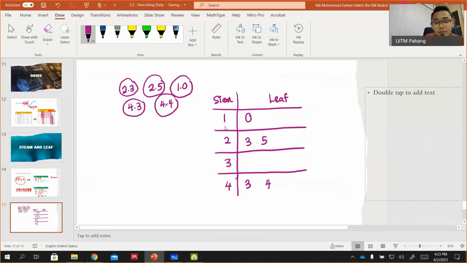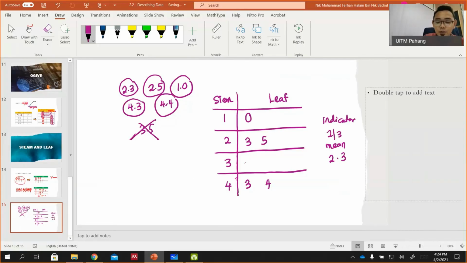What about 3? We don't have 3 point something. So you don't write anything here. Don't write 30 because 30 means 3.0 exists. So don't write 30. Your indicator should be, let's say you have 2, 3 means 2.3. So this is how you build your stem and leaf for decimal numbers, right? For those without any values, just leave the leaf blank, right?